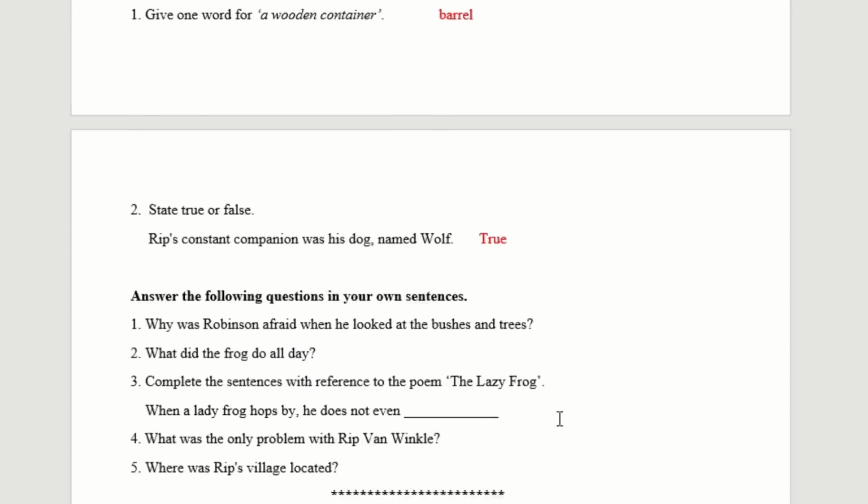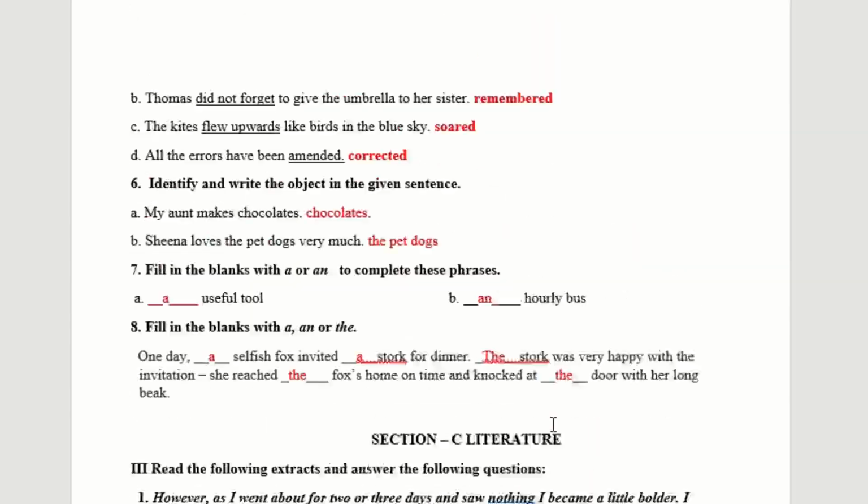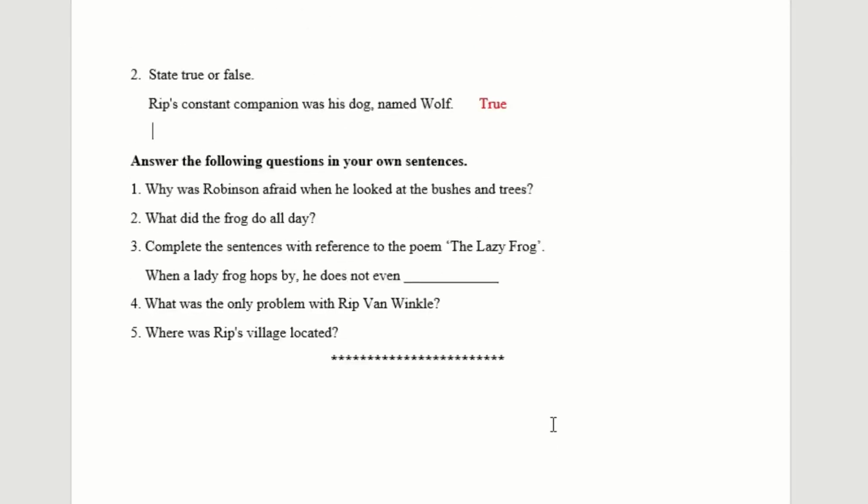Now the next section. So we have finished all other sections, and we are going to enter into the last section of the question paper. Answer the following questions in your own sentences. You are supposed to write the answers in your own words, but it should be in sentences.